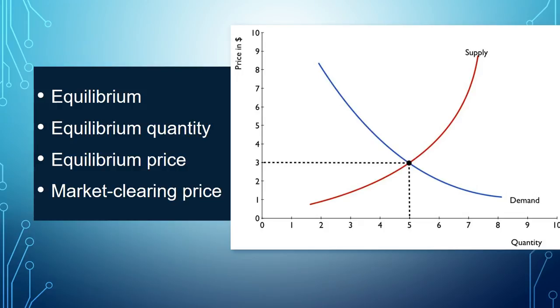So what we see in a graph where we have them both is a place where they cross over. This is what we call equilibrium. It is where the quantity supplied and the quantity demanded come together. So our equilibrium quantity will be shown on the horizontal axis. In this case, we are selling 5. Our equilibrium price will be shown on the vertical axis. In this case, we're selling it for $3. This is sometimes also called the market clearing price, the price at which every single thing that I set out for sale will be sold.